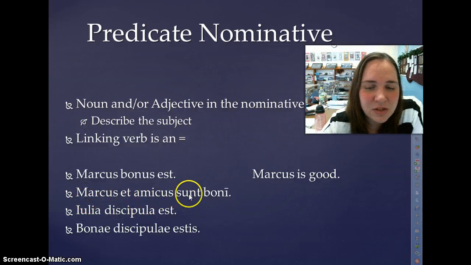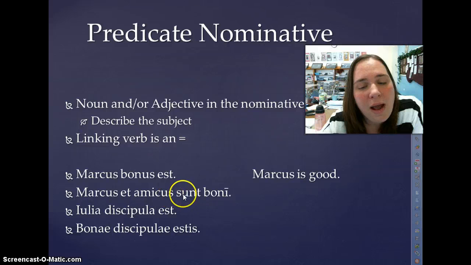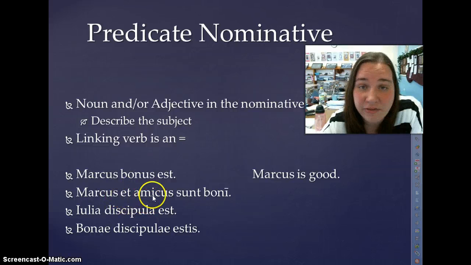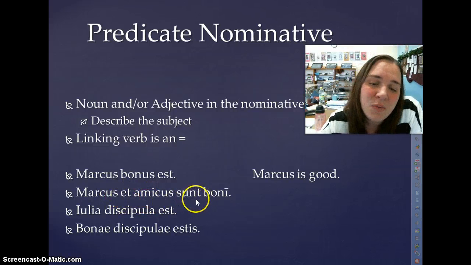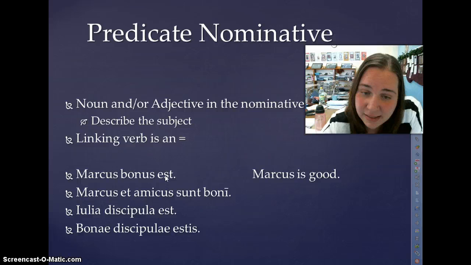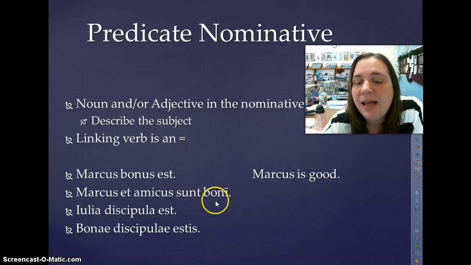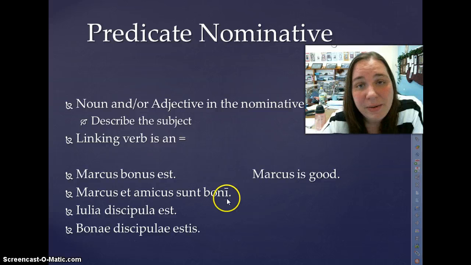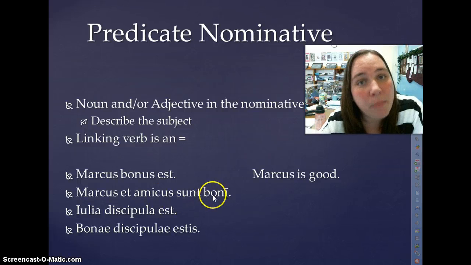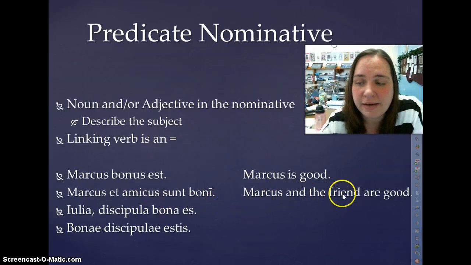Let's look at this second example. Marcus et amicus sunt boni. So in this case, how many subjects do we have? We have two: Marcus and the friend. That is the reason why we have a plural verb here. So it's not the third person singular, est, it's the third person plural, sunt. And we have the plural adjective. It's the same gender as Marcus and amicus. It is the same case as Marcus and amicus, meaning that it's nominative. It's just not the same number because it's describing both Marcus and his friend. So it translates as Marcus and the friend are good.